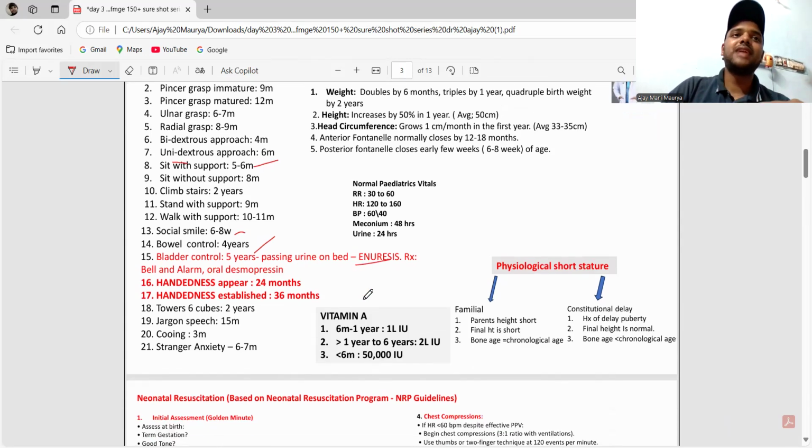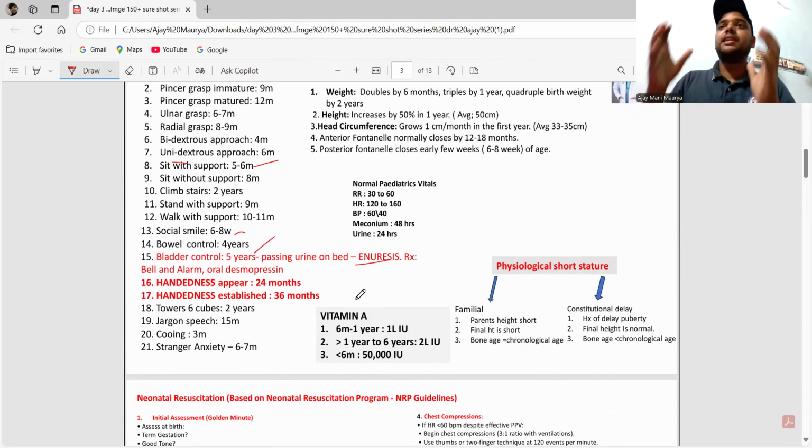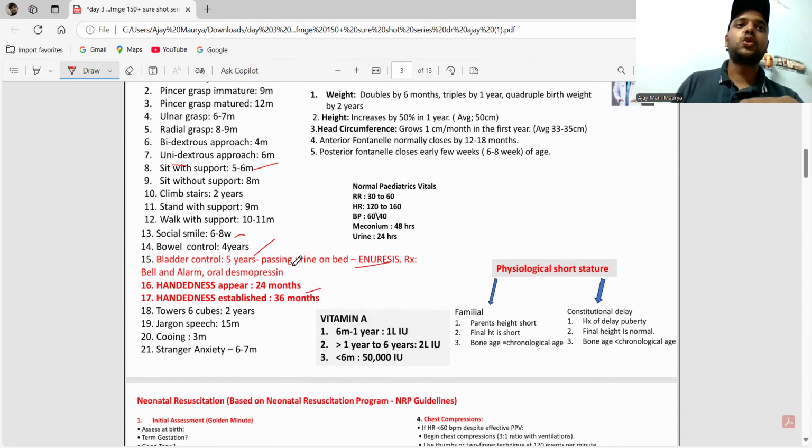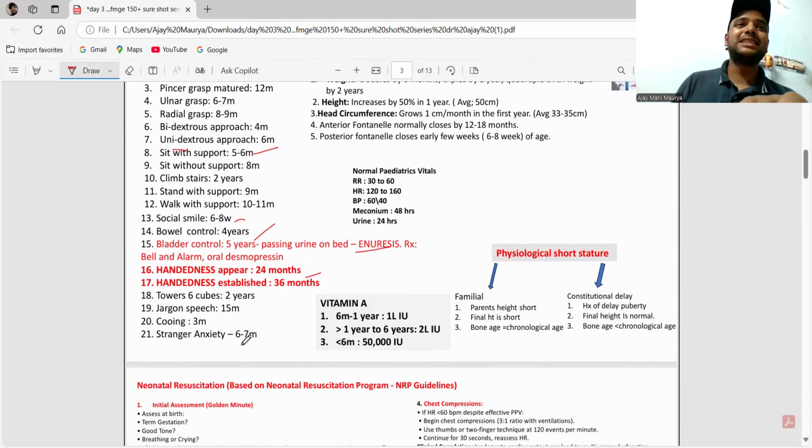Next is handedness. Remember, handedness means the child understands whether I am a left-hander or right-hander. When it's going to appear, it is 24 months. But when does the child completely know that, okay, I am a right-hander? It is 36 months. Okay? Cooing 3 months. See, stranger anxiety 6 to 7 months.